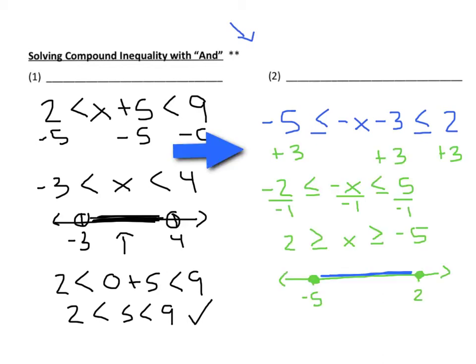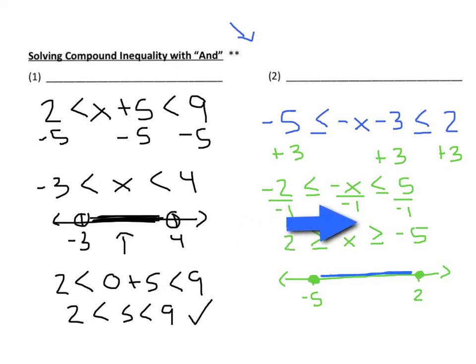Okay, hopefully you've done the work, and now let's review the steps together. So step 1, I added 3 to every expression to start isolating my x. That gives me negative 2 here and positive 5 there. Now I notice that I have negative x in the middle, and I want just x. So I divide everything by negative 1, or you can multiply everything by negative 1. And when I do that, negative 2 divided by negative 1 is 2. 5 divided by negative 1 is negative 5. And because I performed an operation with a negative, I have to reverse each symbol.